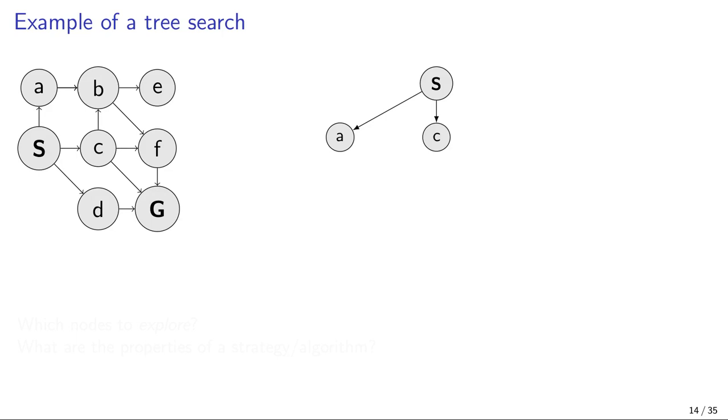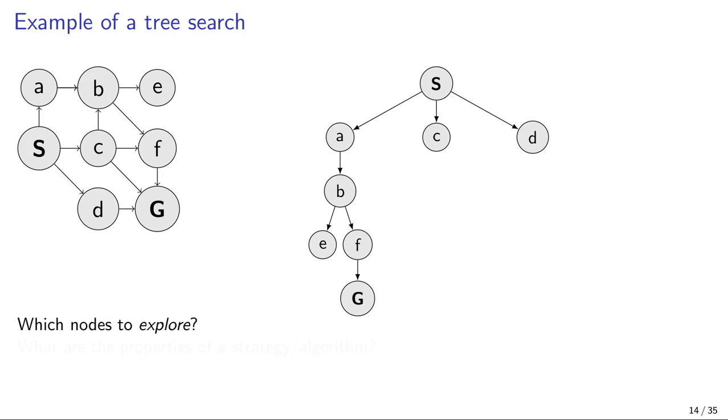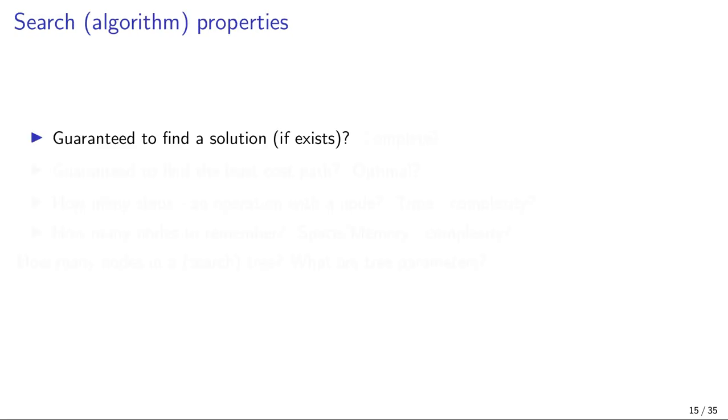This is a visualization of what we saw before. This is one possible way of searching a tree. Of course, as we already discussed, the important question is which node to explore next, and what's the desired property of the algorithm? So we are looking for some strategy, for the algorithm. Definitely a good property would be to find a solution, if it exists, of course.